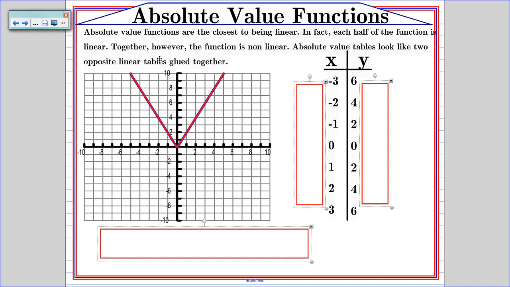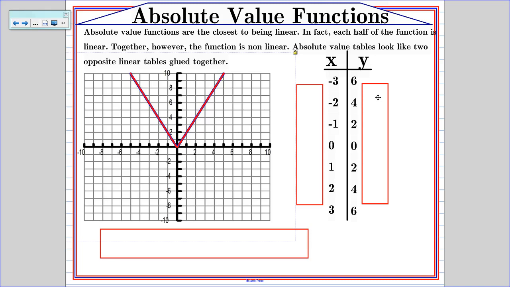Next up is the absolute value function. Absolute value functions are the closest to being linear. In fact, each half of the function forms a line segment or ray. However, when you look at the function, it's not linear because it does curve, or turn, rather, in the center. Absolute value tables are going to look like two lines that happen to be stuck together. So they're going to look like two linear tables glued together.